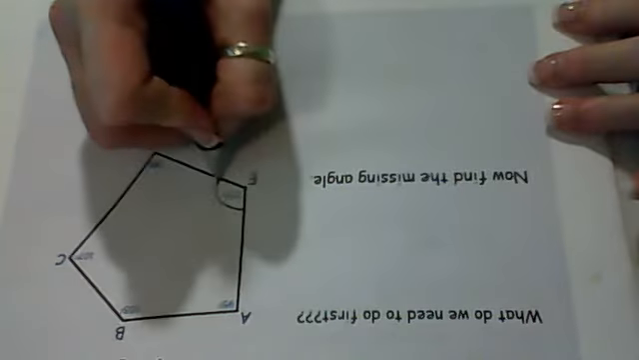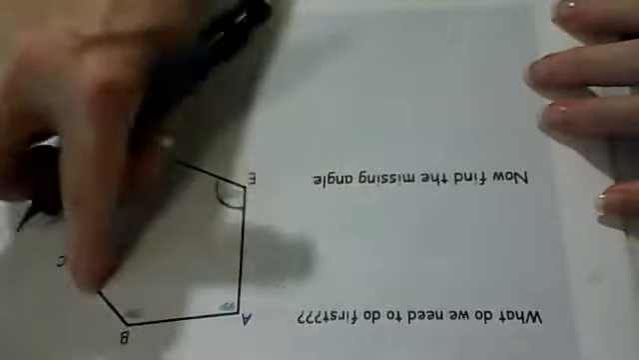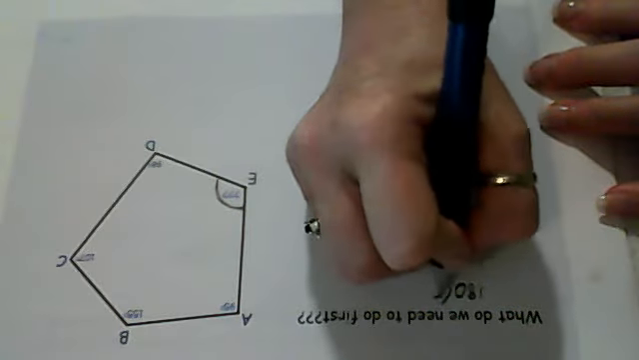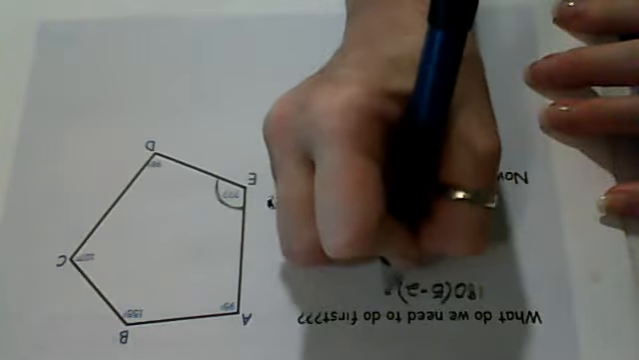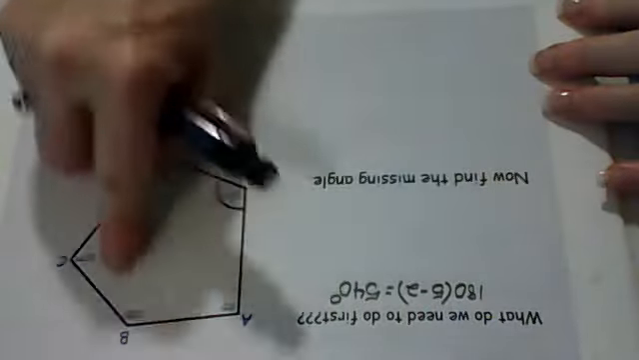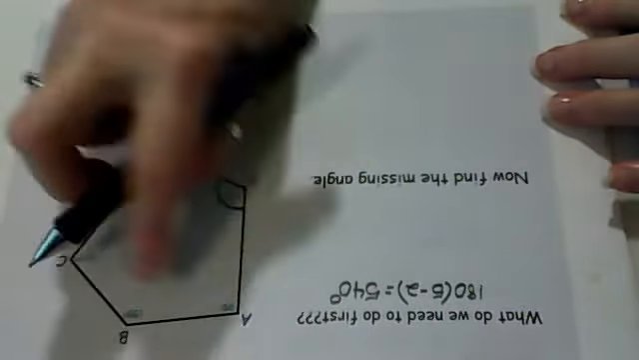This first one is asking us to figure out the measure of this angle. Well, first we have to find out what all of the angles measure out to be. So we have 1, 2, 3, 4, 5 sides. So we have 180 times 5 minus 2, which equals 540 degrees. So the sum of all of these angles is 540 degrees. So we're going to add up the ones that we have here.